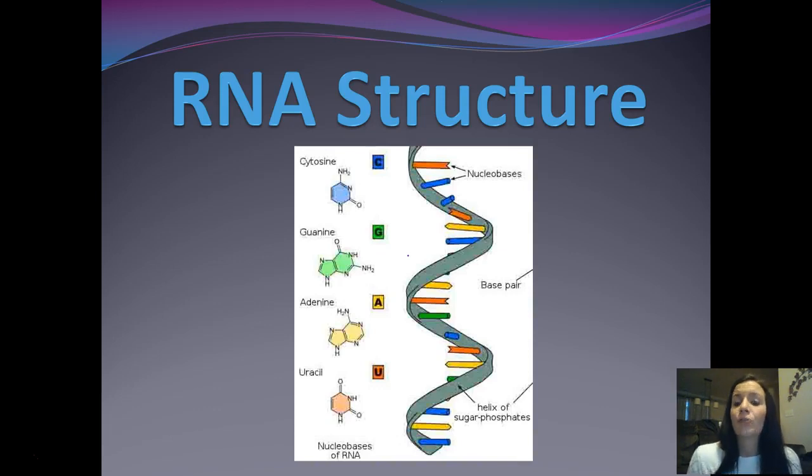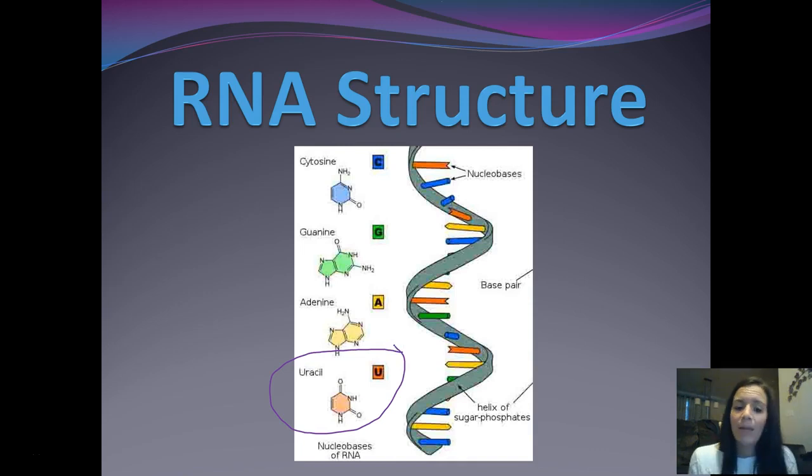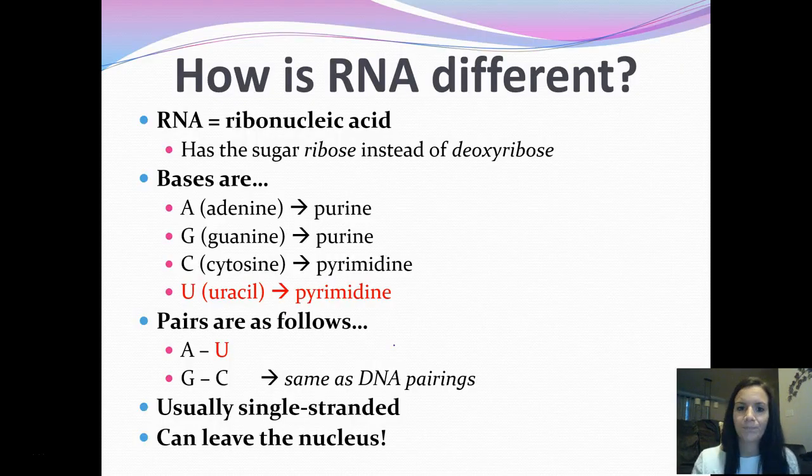Here's a look at the structure of RNA. The first thing you should notice is that RNA is single-stranded. Remember, DNA is a double helix, so it has 2 strands. RNA is single-stranded. Another thing you should notice is that there's no more thymine. This time we have a base called uracil.